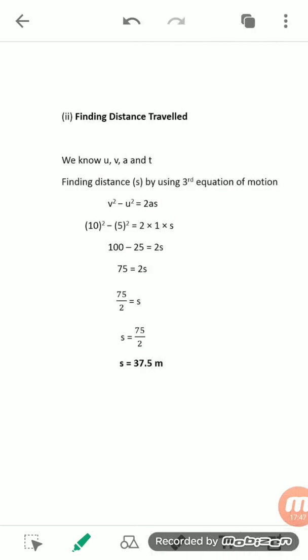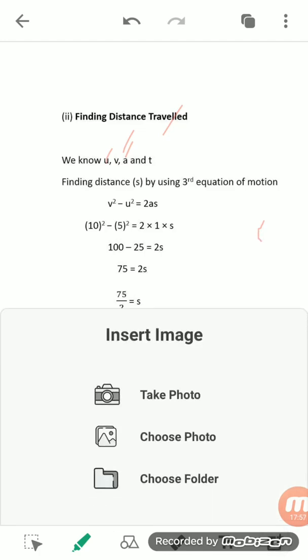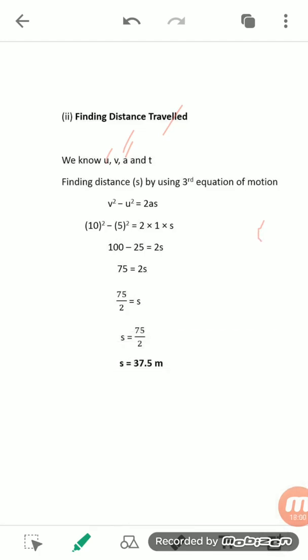So to find the distance here, we know u, we know a, we know v as well as t. Here the third equation of motion is used. You can use s is equal to ut plus half at square also, no issues. So what is the value of v? It is 10. So 10 to the power square minus 5 square will be equal to 2 into 1 into s, and by this we will get 75 is equal to 2s, 75 by 2, and the distance will be 37.5 meter.